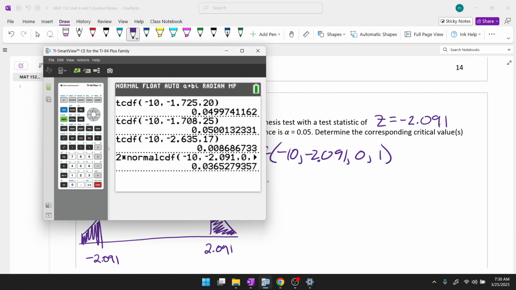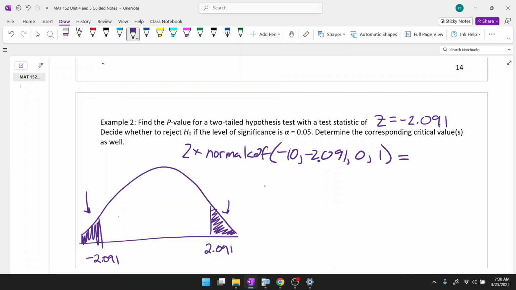And we get 0.0365. And since this p-value is lower than alpha, we would be rejecting the null in this instance. We would wind up rejecting the null, as kind of expected here.